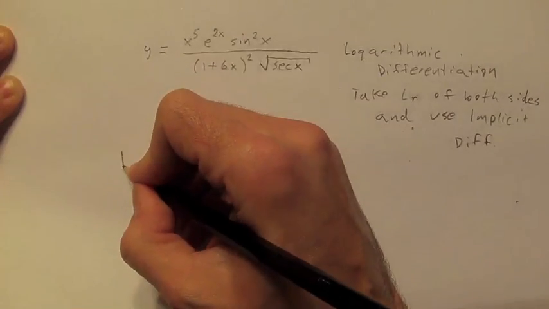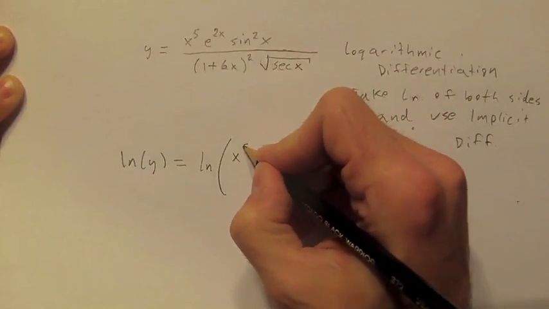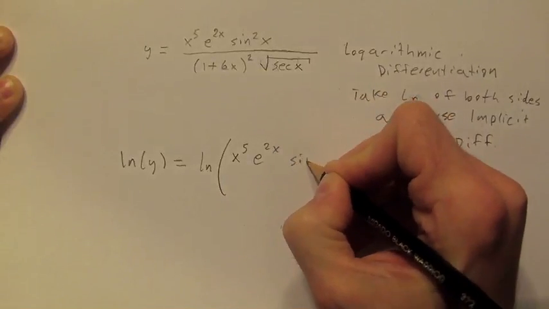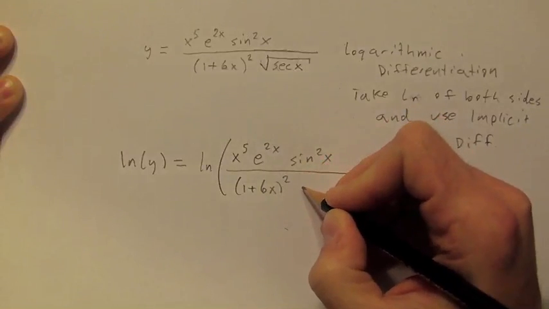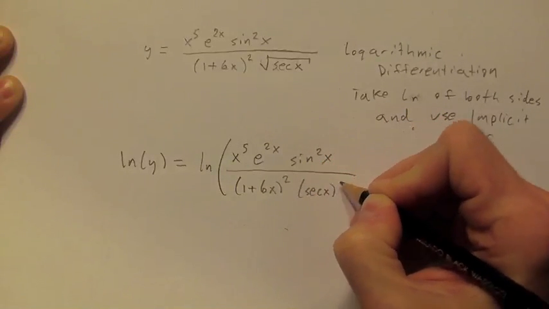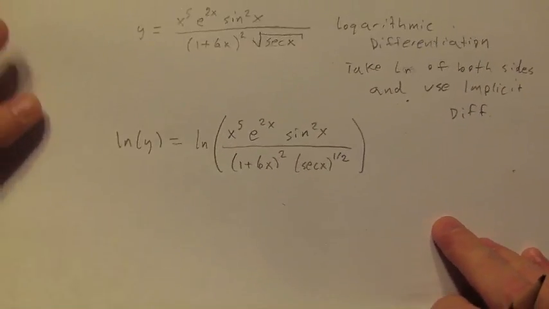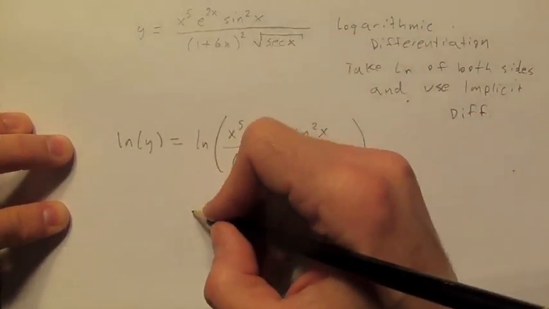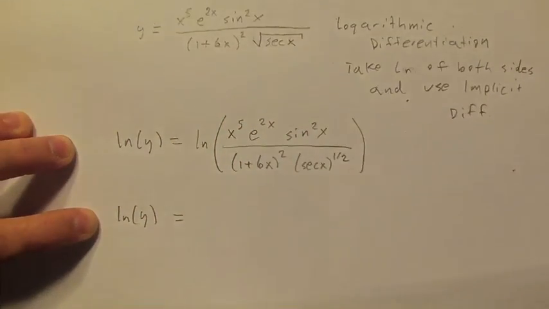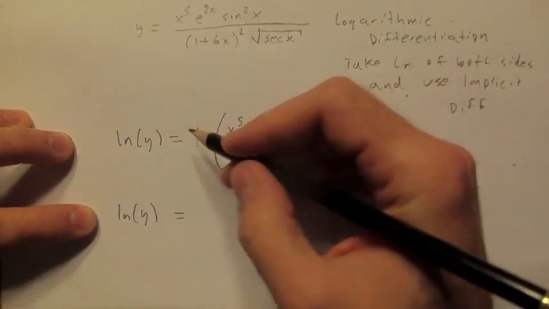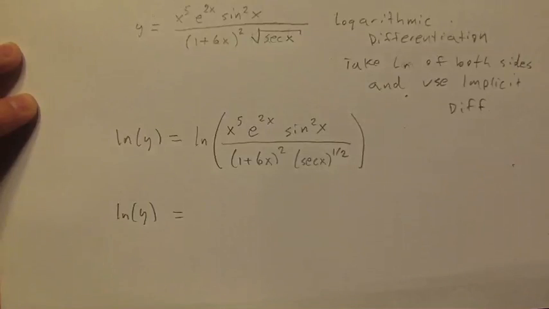Okay, so basically we will have the natural log of y is equal to the natural log of all this junk, x to the 5th, e to the 2x, sine squared x, all over 1 plus 6x squared, and I'm going to write this as secant x to the 1/2 because that's how we're going to use it. Okay, then what we get is if we break this up, we get that natural log of y. I'm going to keep writing that because that's important to what we'll have. Now a quicker way to break this up: anything on top is going to be a plus, anything on the bottom is going to be a minus.